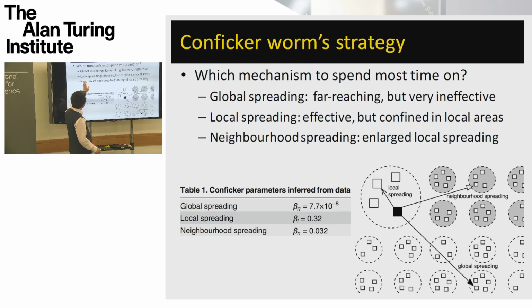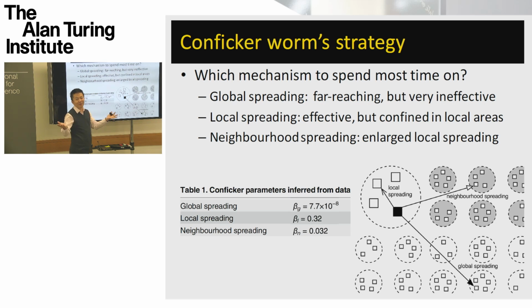So think about these 3 spreading mechanisms. As I said, the global spreading is far-reaching but very weak. The local spreading is very effective, very infectious, but it's confined to a local area. And the neighborhood spreading is basically a larger scale local spreading. If you are the designer of the worm, which mechanism will you spend more time on?